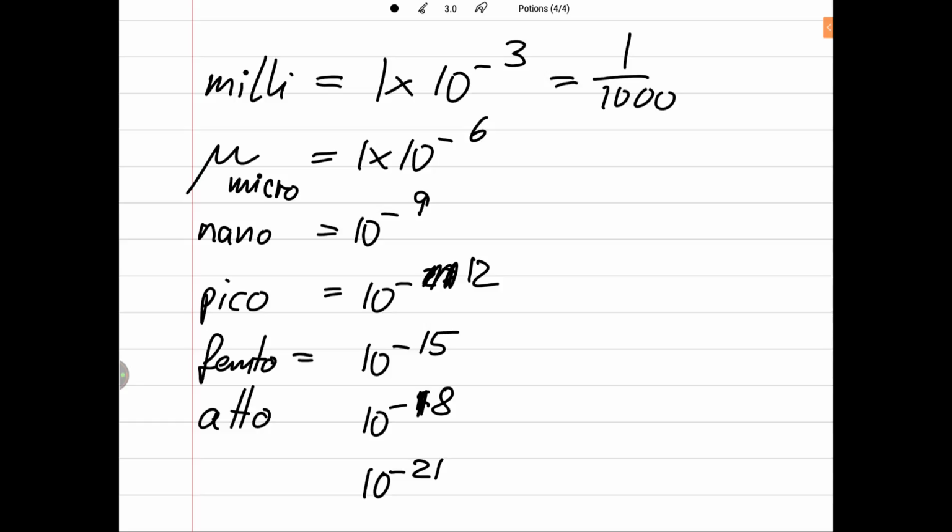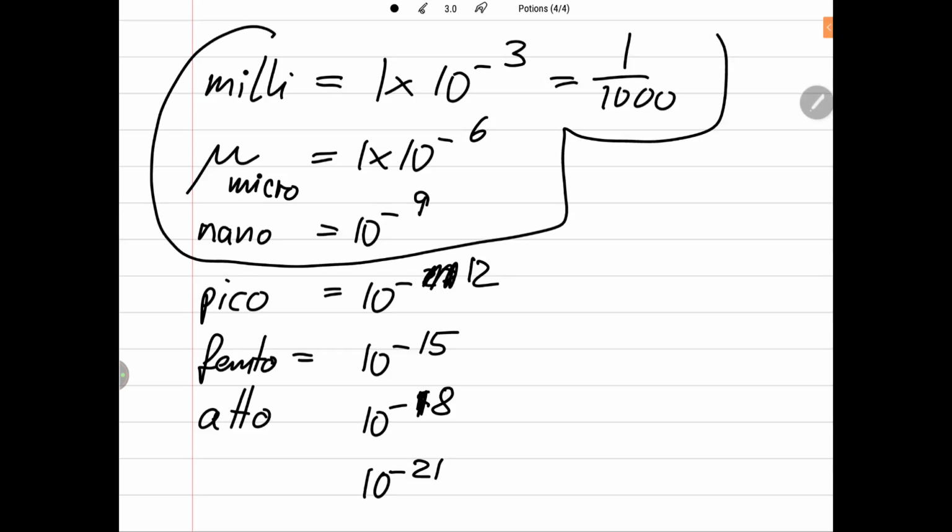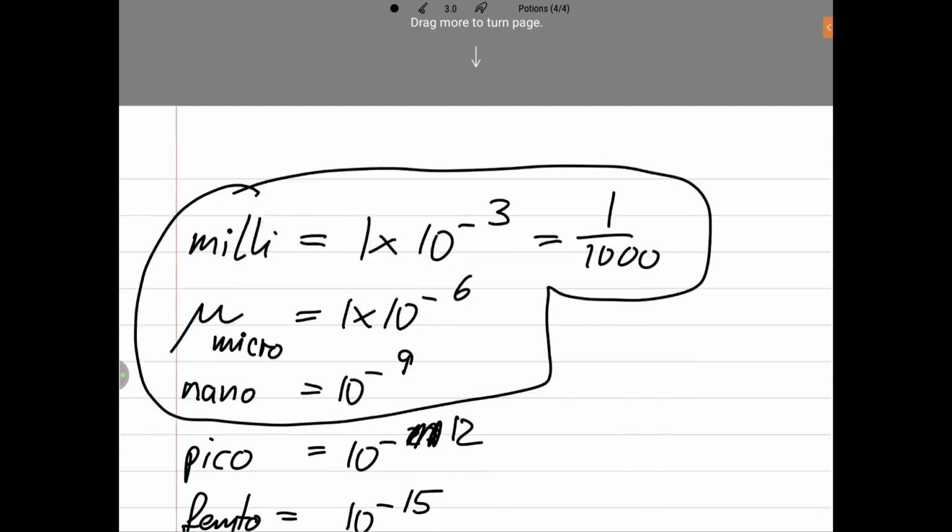Check it out on Wikipedia. What you really need to be comfortable with is milli, micro, and probably nano. The rest is sort of your party trick. So don't worry too much about those.